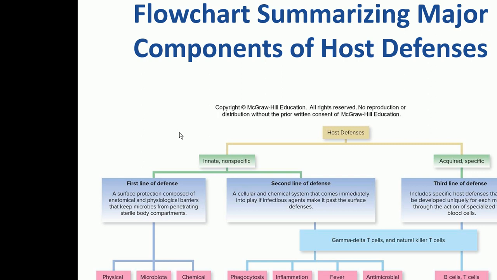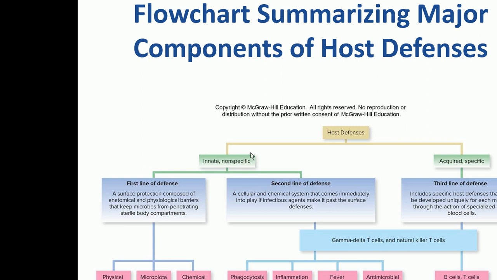The first category is innate and non-specific, and the second is acquired and specific. The innate and non-specific category includes the first line of defense, which is the surface protection, composed of anatomical and physiological barriers that keep microbes from penetrating sterile body compartments. It includes physical barriers, chemical barriers, and the microbiome.